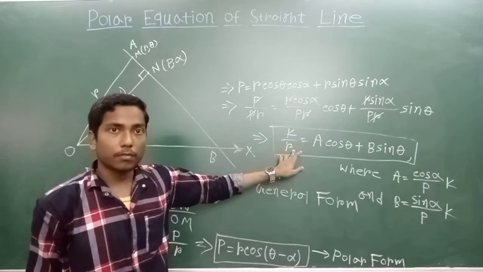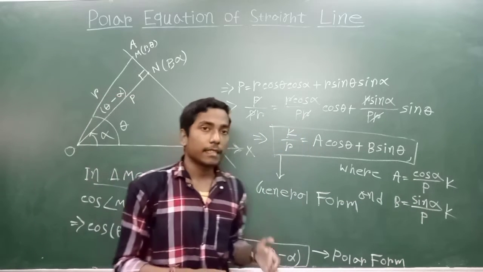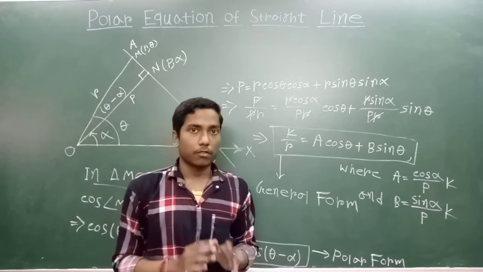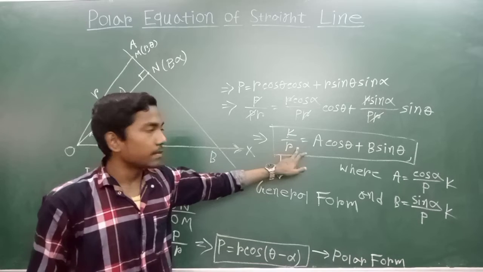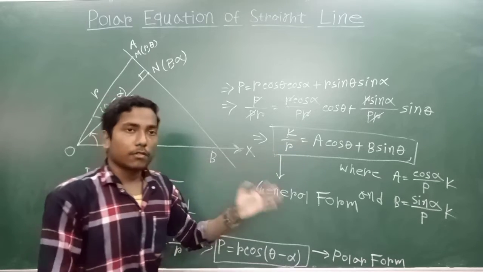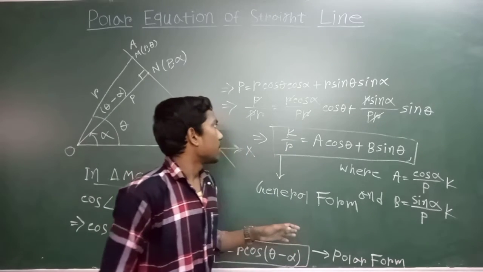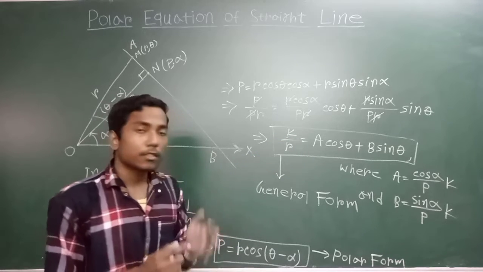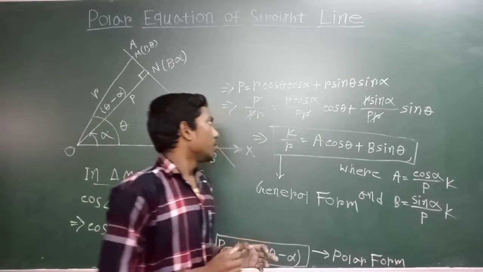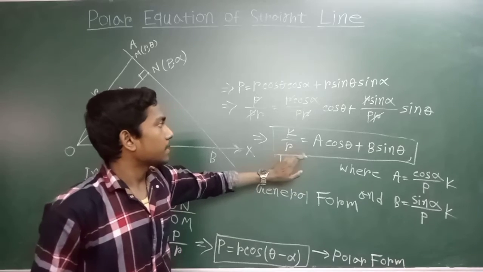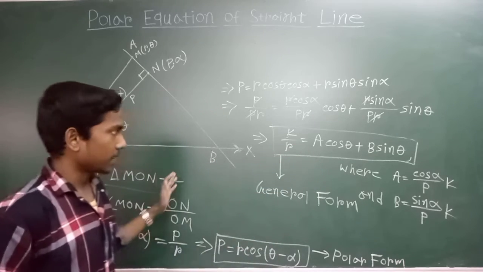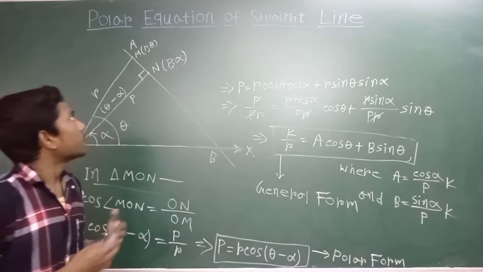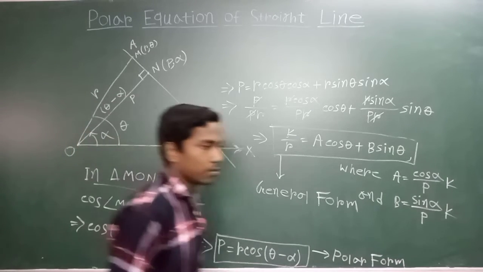This is very useful because later when we shall derive the equation of chord passing through 2 points to the conic L by R is equal to 1 minus E cos theta, we shall use this particular formula to derive the equation of that chord. Okay, where this constant is actually L and L is nothing but the length of semilatus rectum of that conic. So we just have to remember that this is the general form of the equation of straight line and this is the polar form of the equation of straight line. Okay, now we shall move forward to some special cases.